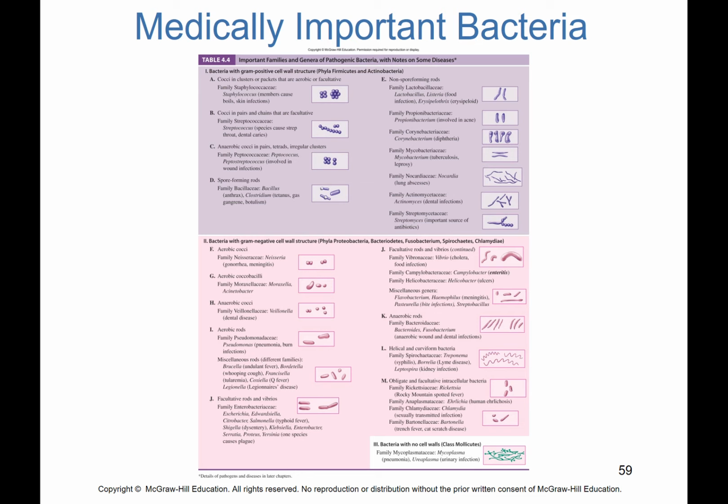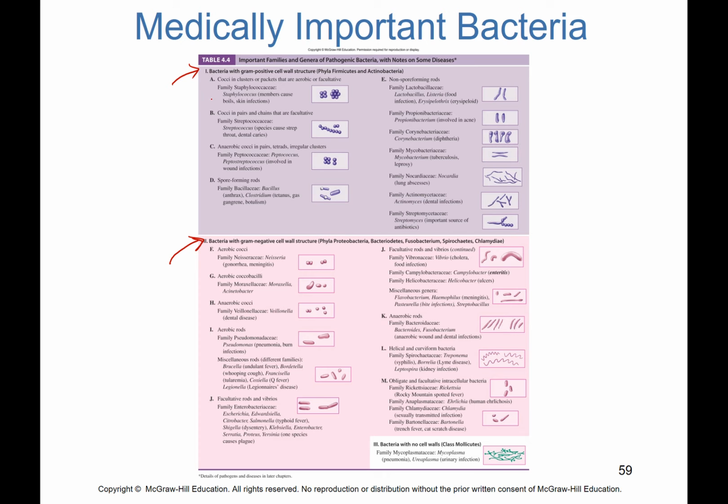So here is Table 4.4 in your book, that breaks down important families and genera of pathogenic organisms. We're also going to break down some of the specifics in terms of those organisms as well. So, gram-positive cell wall, we've broken these down first and foremost into gram-positives and gram-negatives. We're not going to go over all of these, nor will you be responsible for all of these.